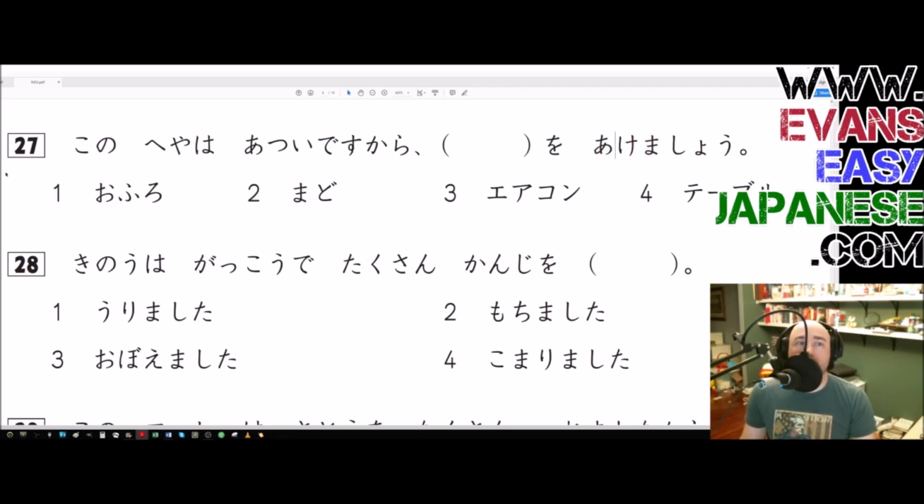All right. So この部屋は暑いですから. So because this room is hot, blankを開けましょう. Let's open the something. If you know these words, the answer jumps out at you. Ofuro is a bath, like the bathtub. Anyway, ofuro means like bath, ofuro.